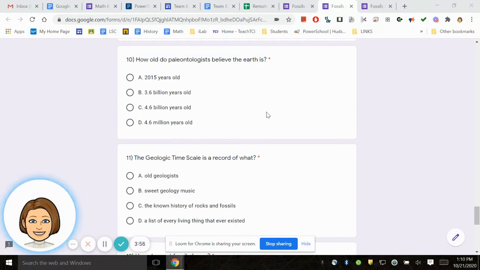Number 10, how old do paleontologists believe the Earth is? A, 2015 years old, B, 3.6 billion years old, C, 4.6 billion years old, or D, 4.6 million years old? Number 11, the geologic timescale is a record of what? A, old geologists, B, sweet geology music, C, the known history of rocks and fossils, or D, a list of every living thing that ever existed?